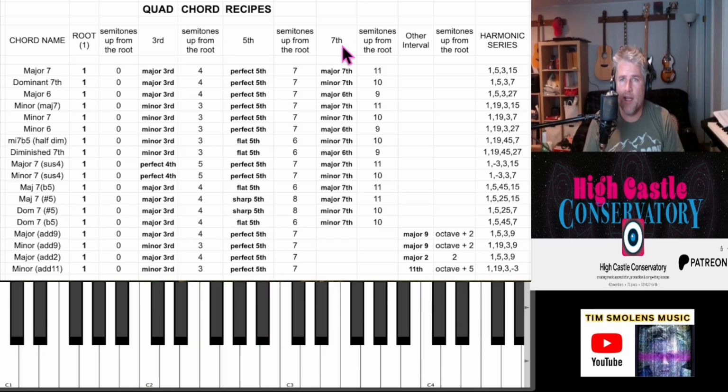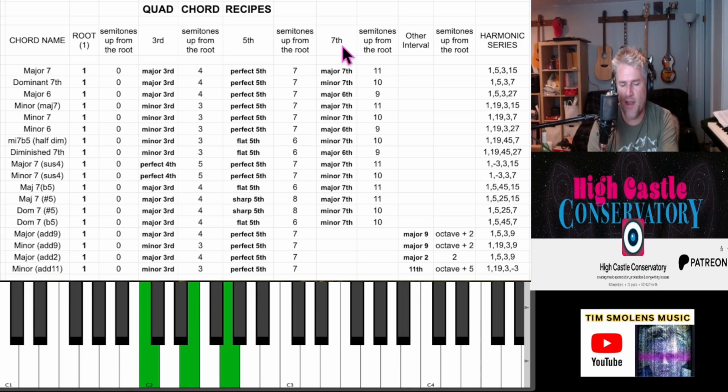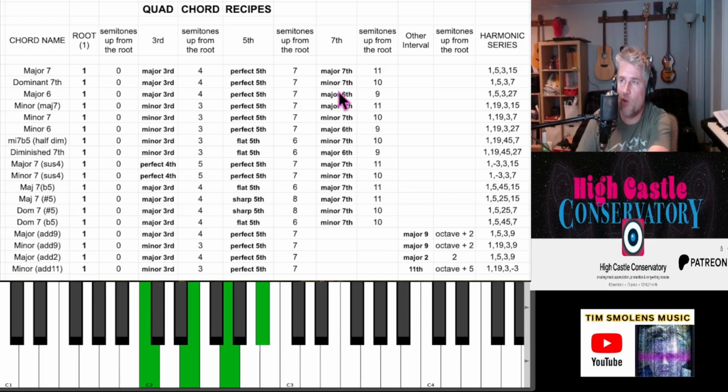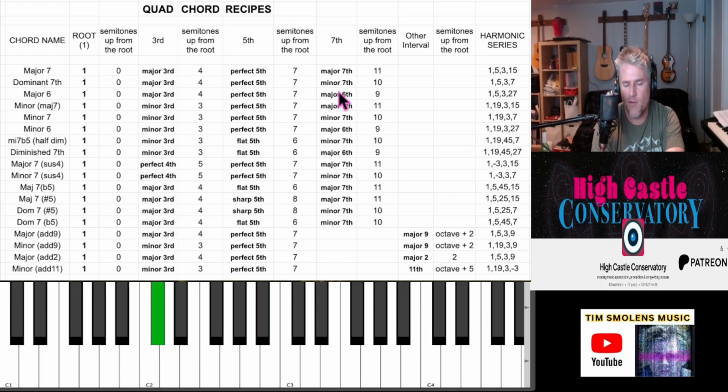Now we have a dominant 7th, which is 1 note different than that. It's the same chord, except the major 7th is a minor 7th, but we can't call it a minor 7th because there's a major 3rd in this chord. So we call it a dominant 7th. So we have the root, then we have a major 3rd, 4 semitones above the root, a perfect 5th, which is 7 semitones above the root, that's the C major chord, and then a minor 7th, which is 10 semitones above the root, or 2 below the octave. So 1, 2, 3, 4, 5, 6, 7, 8, 9, 10.